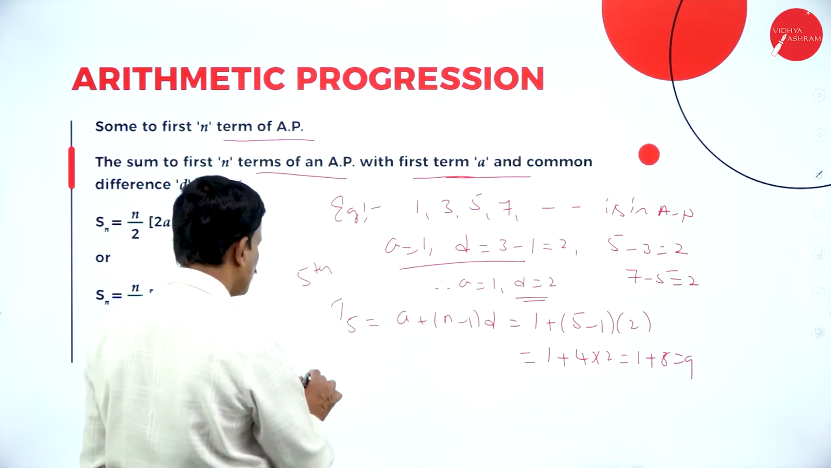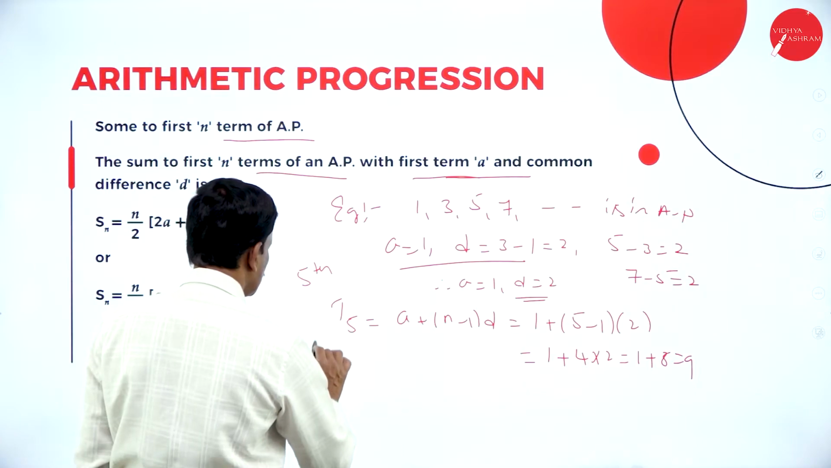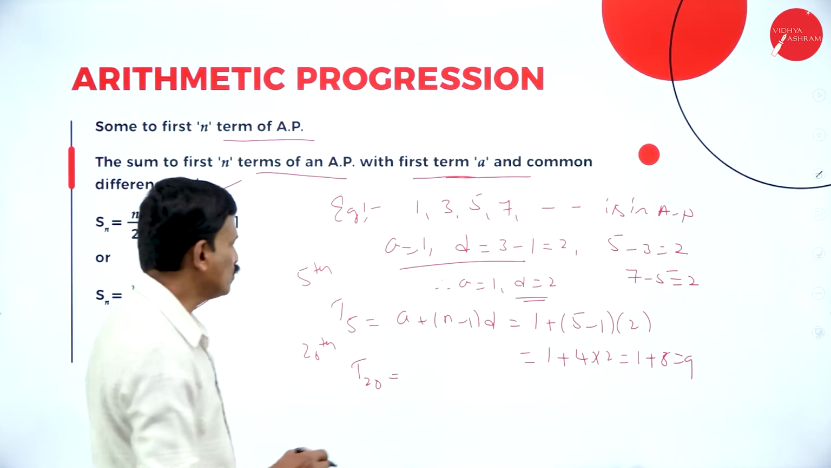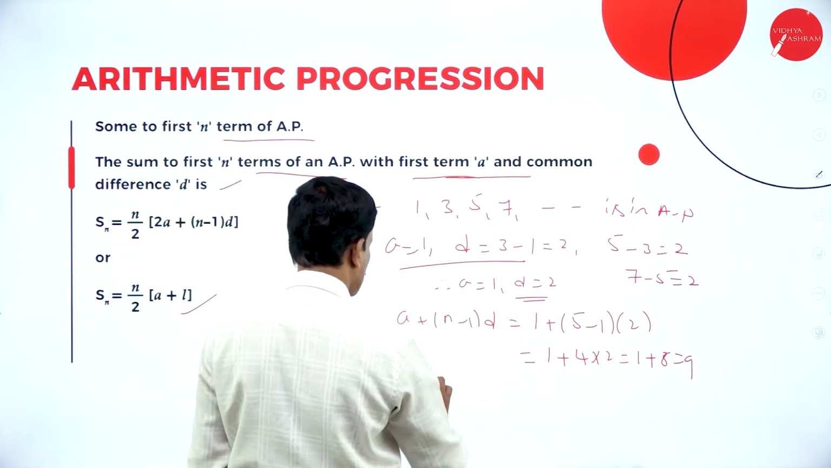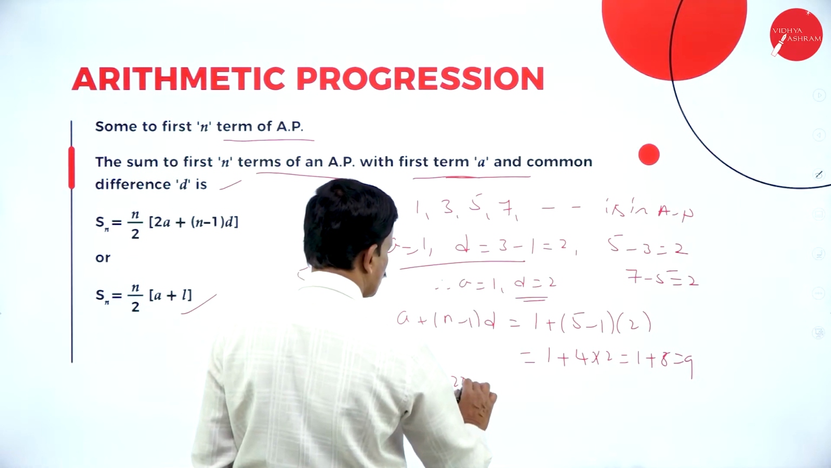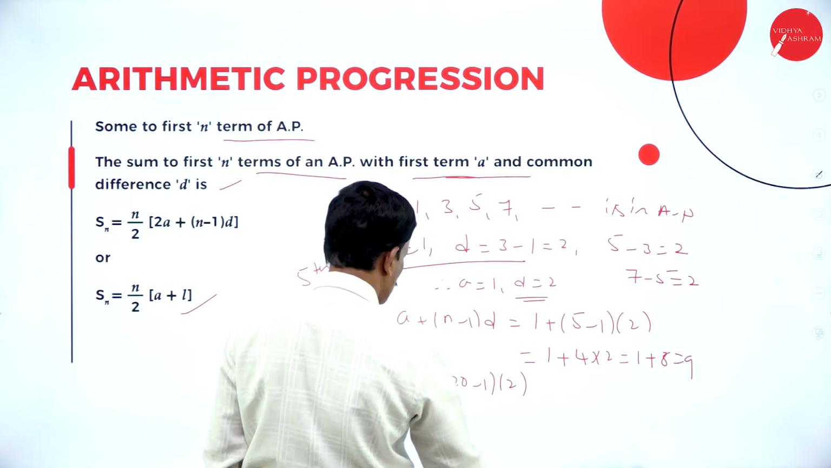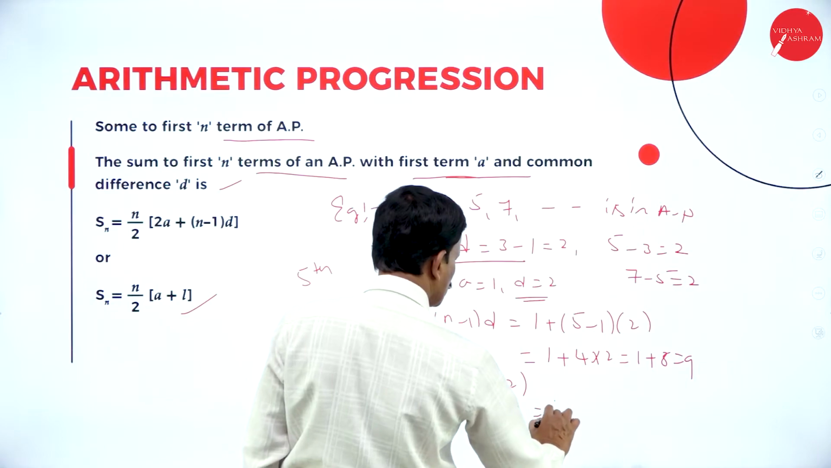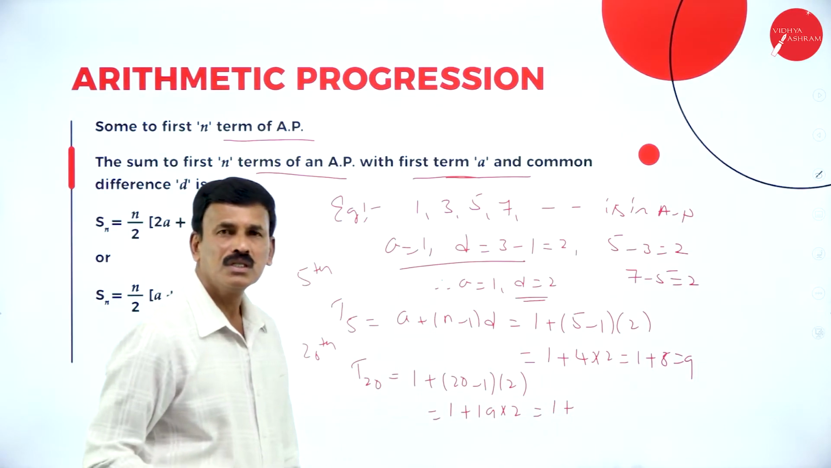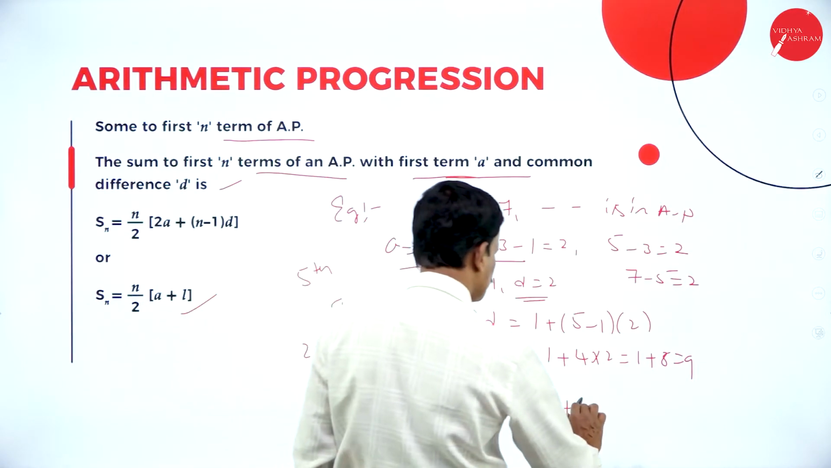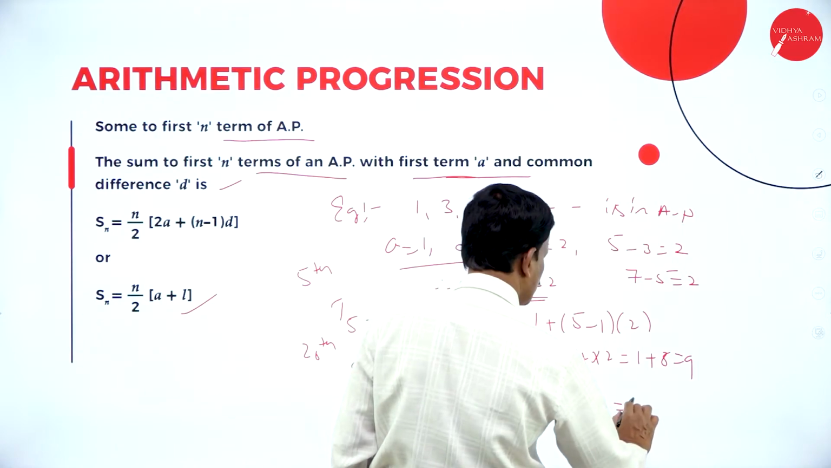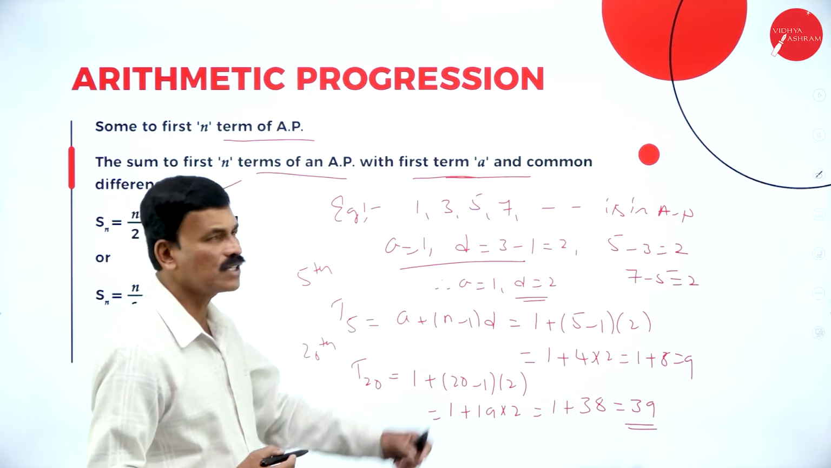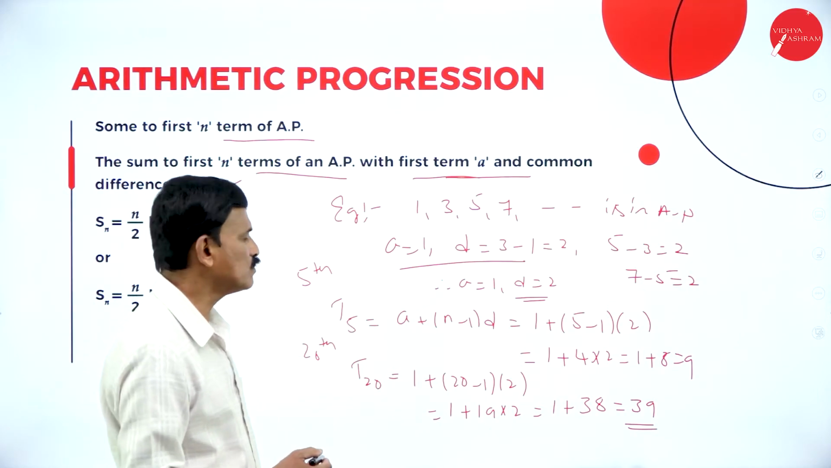Suppose you want to find the 20th term of this arithmetic progression. So T20 can be written as A. What is A? A is 1, plus N is 20 minus 1, into D is 2. So this is 1 plus 20 minus 1 is 19, into 2. That's equal to 38. 38 plus 1 is 39. So the 20th term for the given sequence is 39.